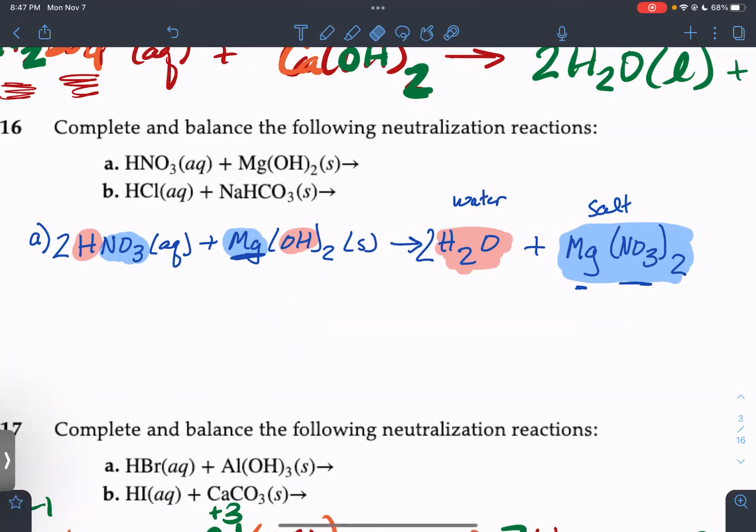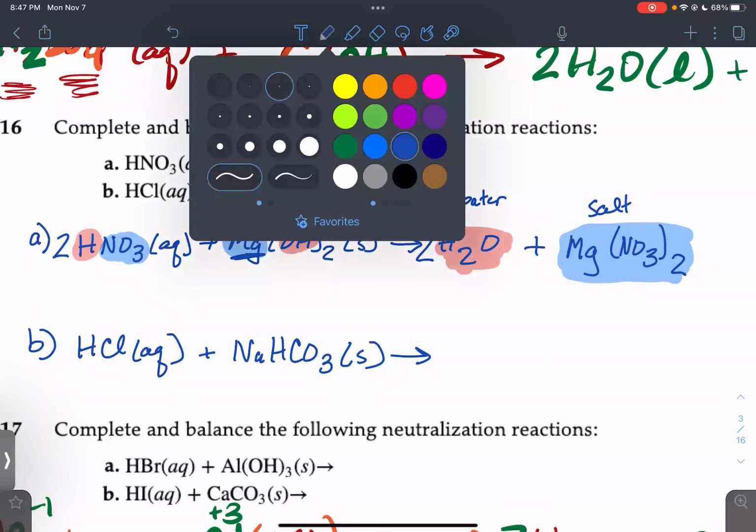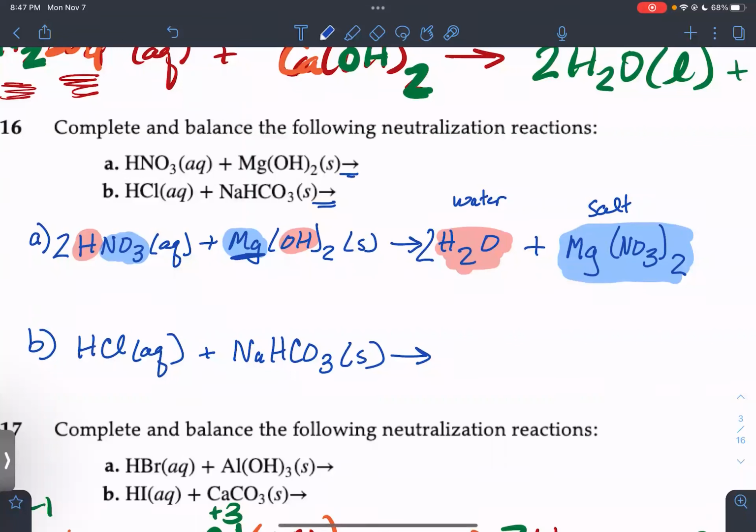Okay, so let me erase some of this so we have room to do our next one. So B, we have HCl aqueous plus NaHCO3 solid. Okay, and so we see that these are just one forward arrow. So we know that these are strong acids and strong bases that are neutralized. Weak acids and weak bases are a little different. You can really only neutralize with strong acids and strong bases.